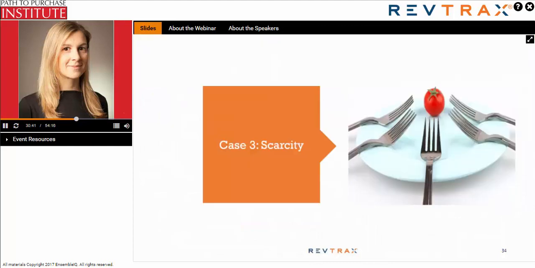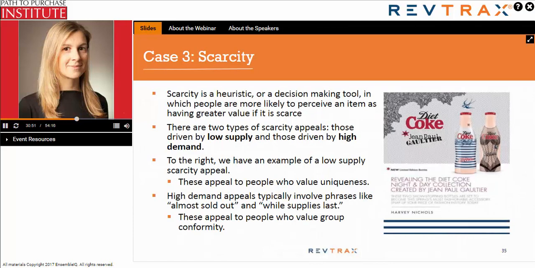Okay, now we are going to go on to case number 3, which is scarcity. So let me talk a little bit about scarcity from the behavioral economics perspective, and then I'm going to tell you what we did with RevTrax. So scarcity is a heuristic, or in other words, a decision-making tool in which people are more likely to perceive an item as having a greater value if it is scarce.